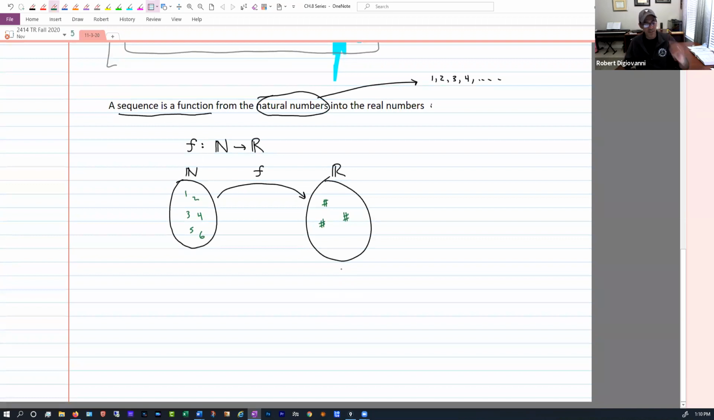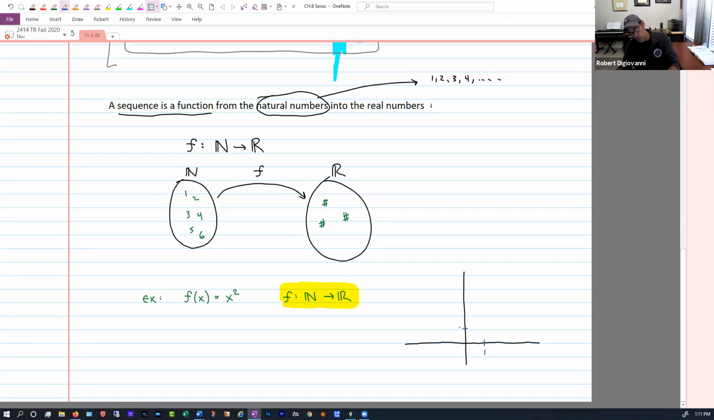So let's take a look at a specific example. Let's say that we have a function, f of x, where it's x squared. And I'm telling you that f is going to go from the natural numbers into the real numbers. So f of x equals x squared, we should all be familiar with. We know what that looks like, right? But we have this very important additional piece of information, which tells us we're only allowed to plug in natural numbers.